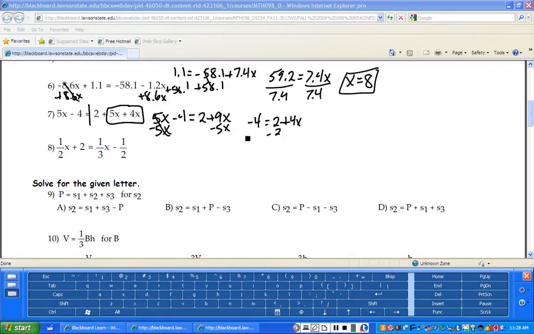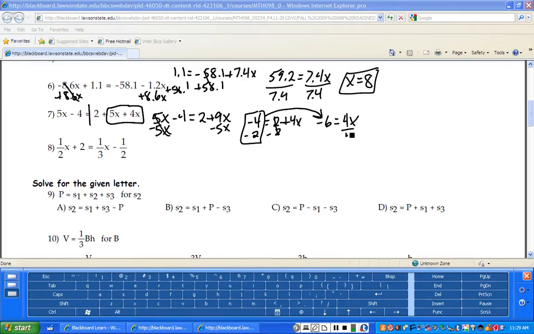Subtract 2. Subtract 2. Cancels. Negative 4 minus 2 gives me a negative 6 equals. Alright, so the negative 6 comes from here. It gives me the negative 6 equals, and I keep the 4x.